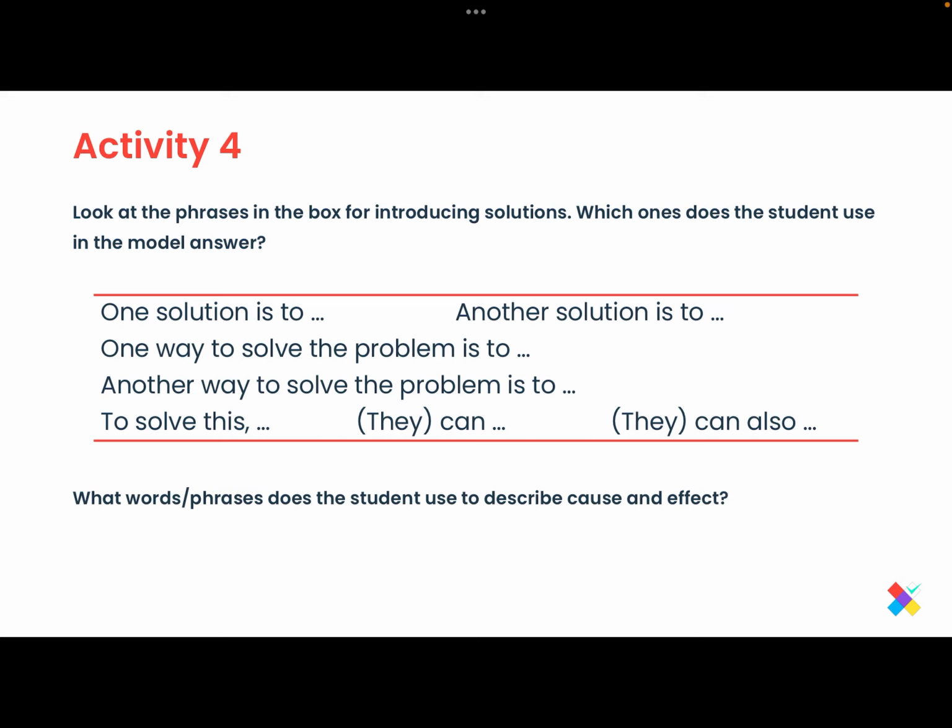Here I would like you to multitask. You're going to first look at the phrases in the box for introducing solutions, and you'll have to identify which phrases from the box the student uses in the model answer. You're going to have it on the next slide. And then the second thing you have to do, you have to identify the words and phrases that the student uses to describe cause and effect. Okay, so first solutions, then cause and effect.